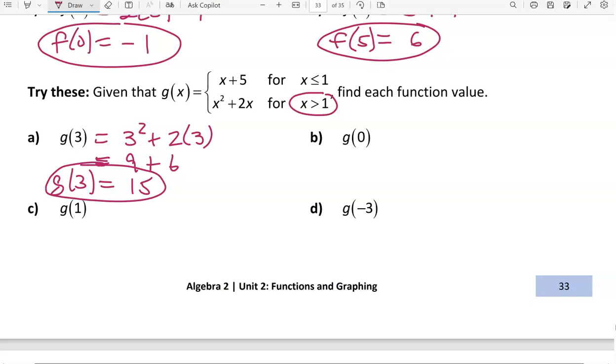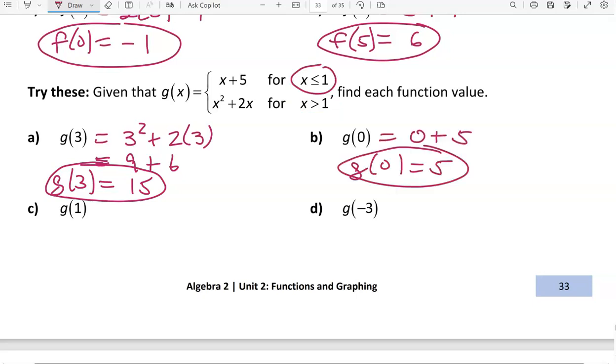Now try b on your own. Pause the video while you do this. You should have found that g of 0 is equal to 5, and we use g of x is x plus 5 because 0 is a number that's less than 1.